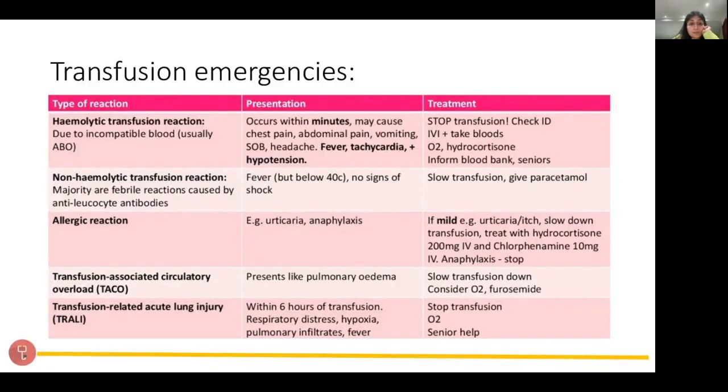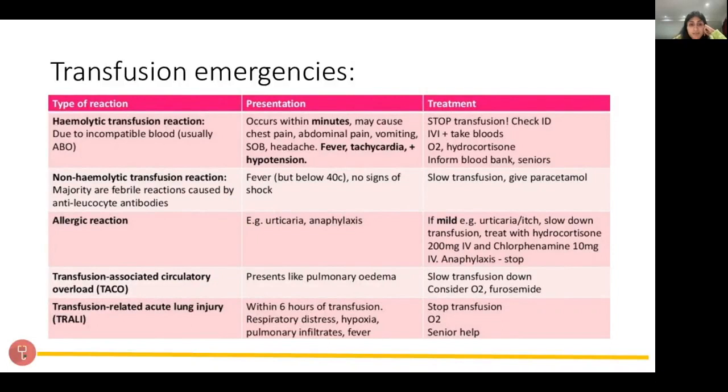And also hypertension. So, and I'll talk about TRALI in a second, but the main way to basically tell the difference between whether you've got TACO or TRALI is that in TACO, you'll have a very hypertensive patient, whereas in TRALI, you should have either a normotensive or sometimes a hypotensive patient.